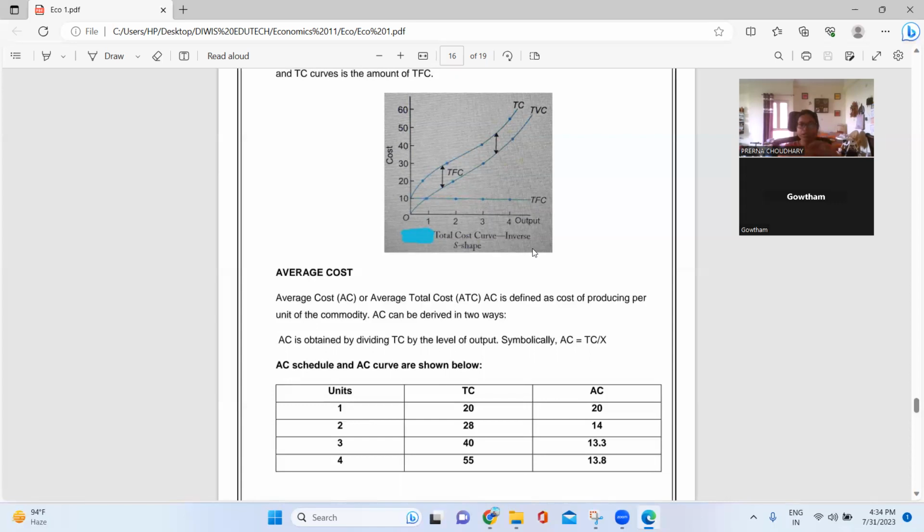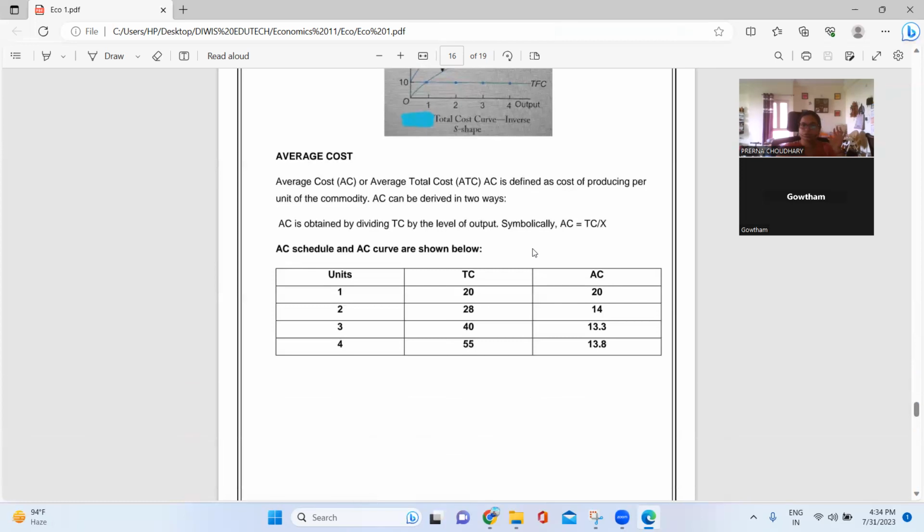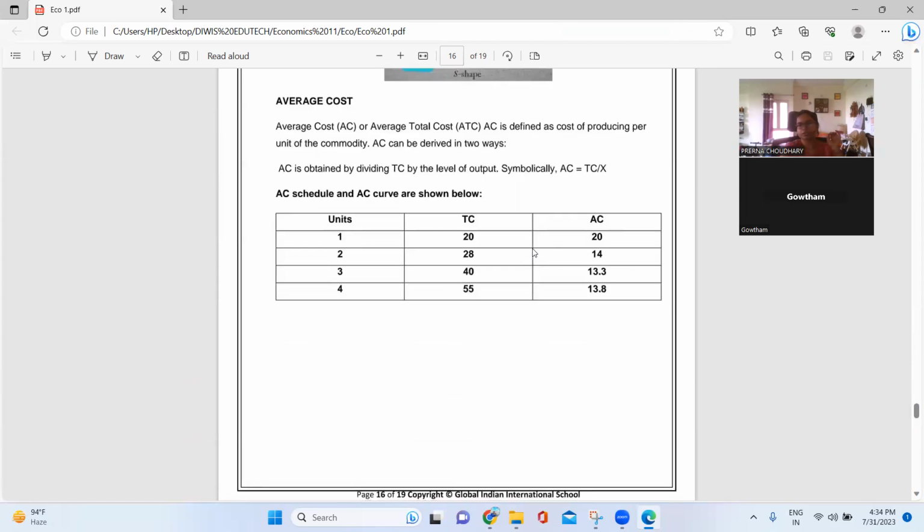Simple. Okay? Average cost or average total cost, AC, is defined as the cost of producing per unit of the commodity. AC can be derived in two ways. AC is obtained by dividing TC by the level of output. Symbolically, AC is equal to TC by X. X is the units. So if you see the schedule, it's units, TC and AC. TC 20 divided by 1 gave you 20, 28 divided by 2 gave you 14, and so on.